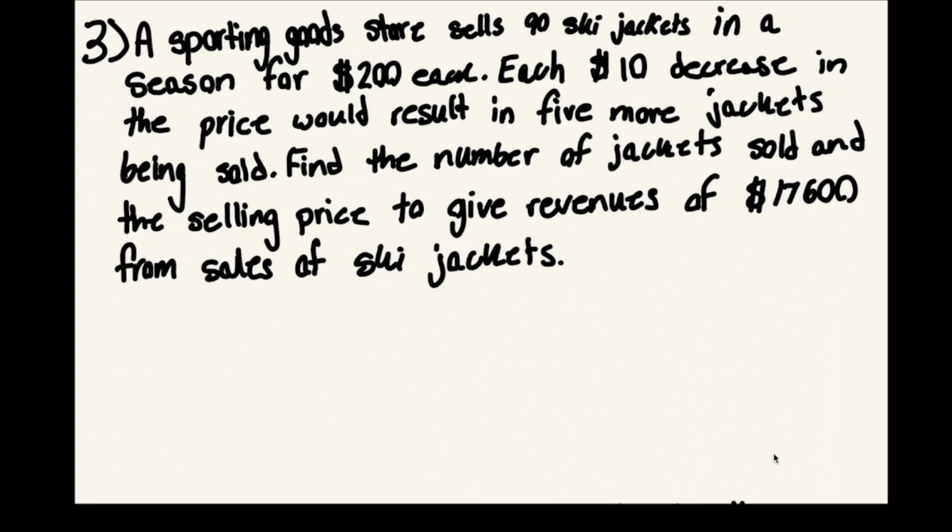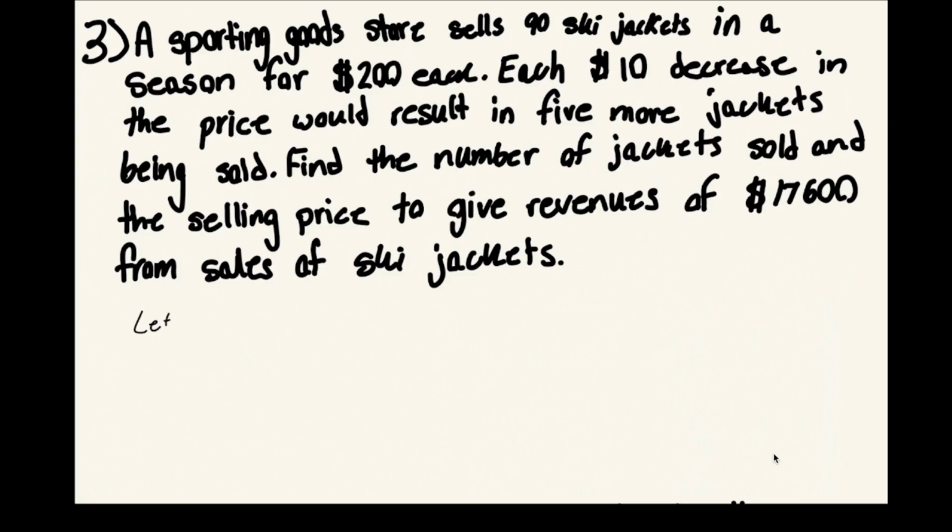So there's a lot going on in this question. Let's break up what is happening. We have to make an equation here. It says they sell 90 ski jackets in a season for $200. What we're going to want to do first is make an equation, which can then help us figure out how many ski jackets are sold and the selling price that also gives this revenue, right? This equation will turn out quadratic, and what we're going to want to do is make some variables.